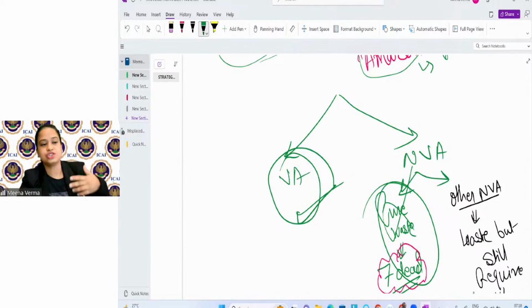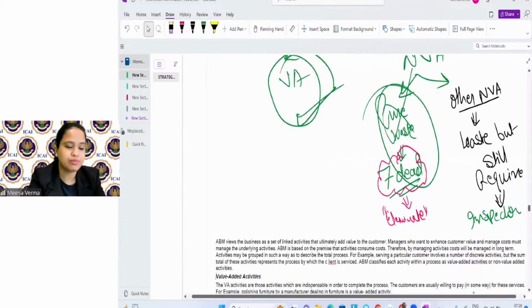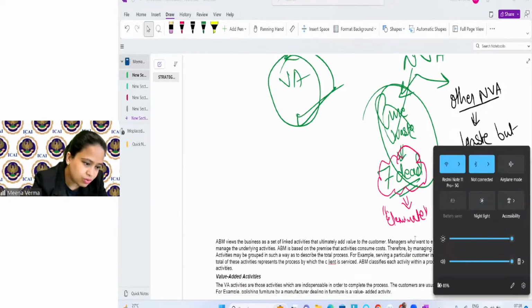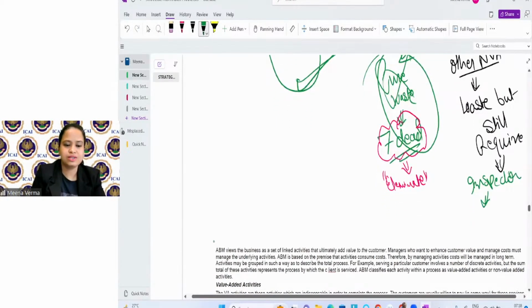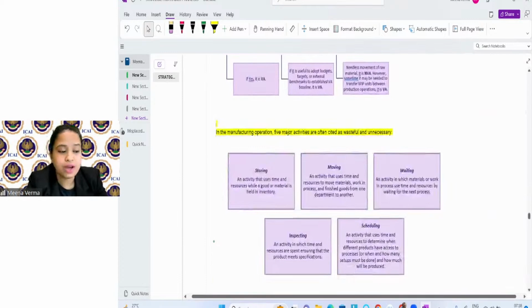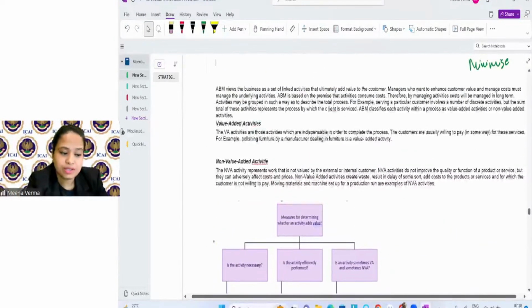But inspection, auditing, these are also waste, right? But we cannot eliminate them completely from the company. Maybe because of the requirement of law, maybe the requirement of the company, maybe the requirement of the customer. You cannot eliminate them completely from the company. So what will happen? If you cannot eliminate them, try to minimize them. If you can't eliminate them completely from the company, then focus on minimizing them, right?